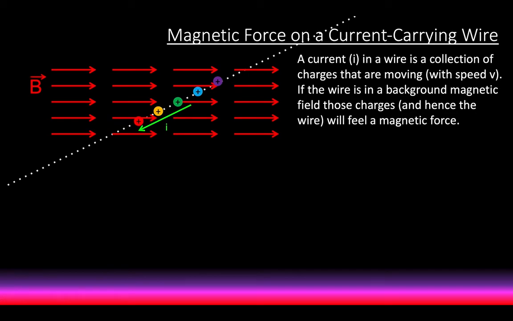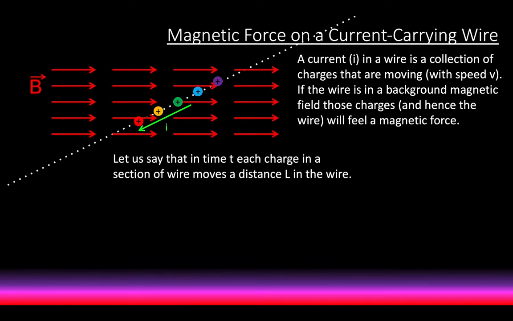So if I have some charges here, and I colored each of these charges in so we could label and track what happens to each of them, all of these charges are moving because the current is flowing, so all of these charges will feel a magnetic force.